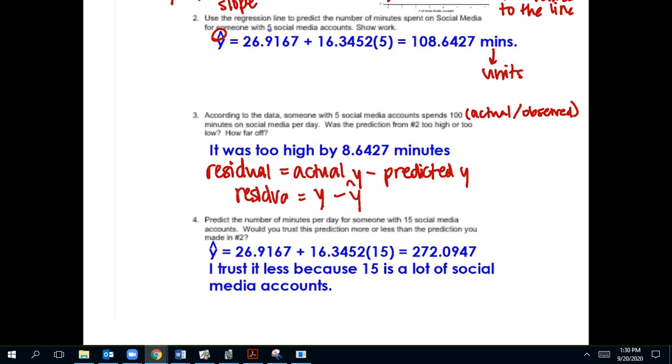And then to interpret it, you need to just say how far it was, whether it was too high or too low. Number 4, predict the number for someone with 15 social media accounts. Would you trust this prediction? So 15 is very far outside our range of data provided. Our provided x values were from 0 to 7. 15 is greater than 7 by a lot, and so this is called extrapolation.